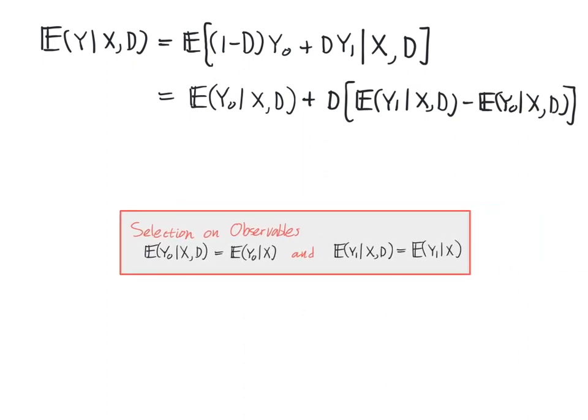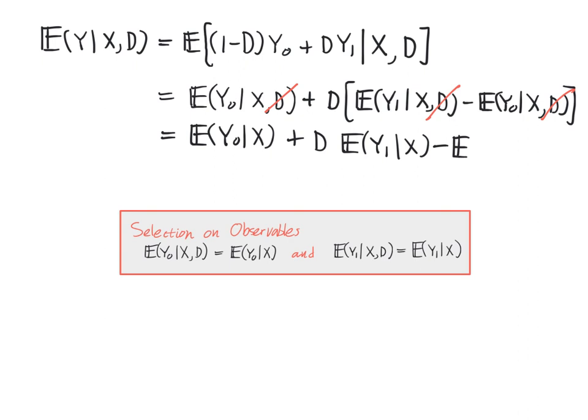This tells us that once we've conditioned on x, we can drop d from the conditioning set for both the potential outcome y0 when untreated and the potential outcome y1 when treated. This means that the conditional expectation of y given x and d is equal to the expectation of y0 given x plus d times the difference of conditional expectations, y1 given x minus y0 given x.